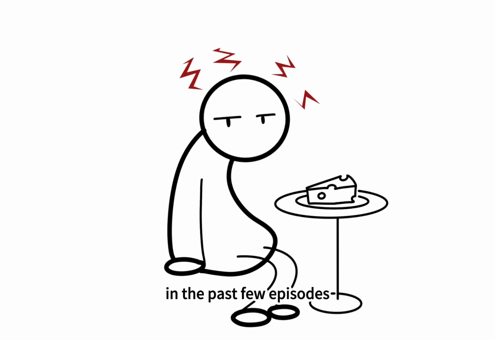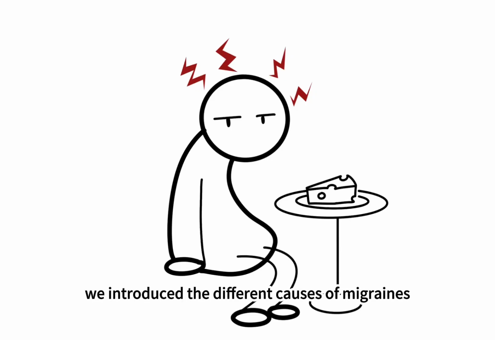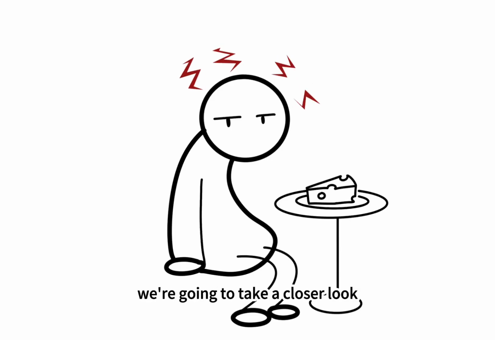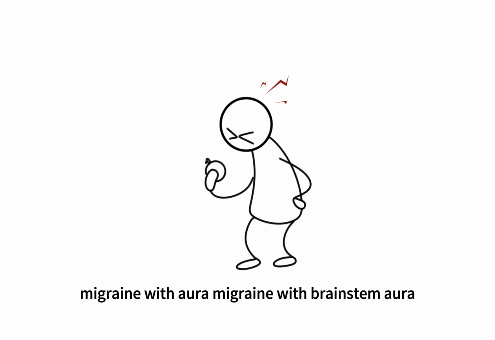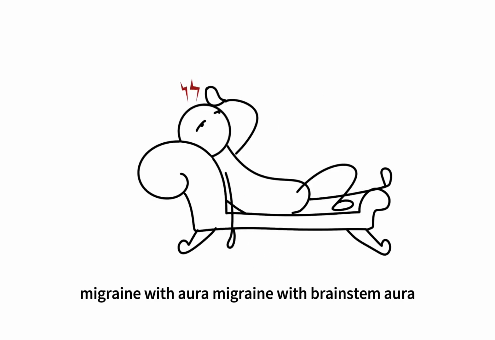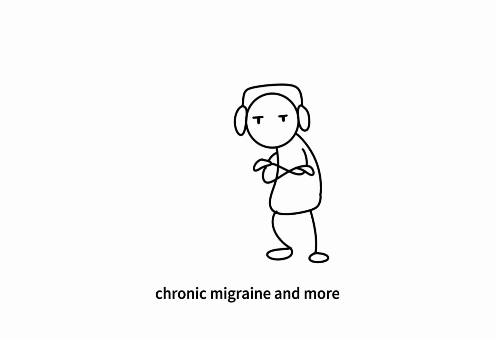In the past few episodes, we introduced the different causes of migraines. In this episode, we're going to take a closer look at the most common types of migraines in daily life and how to deal with them. These include migraine without aura, migraine with aura, migraine with brainstem aura, hemiplegic migraine, chronic migraine, and more.